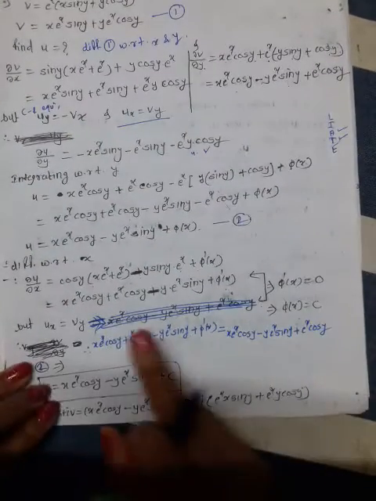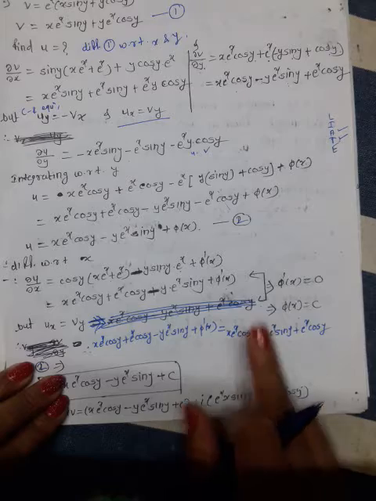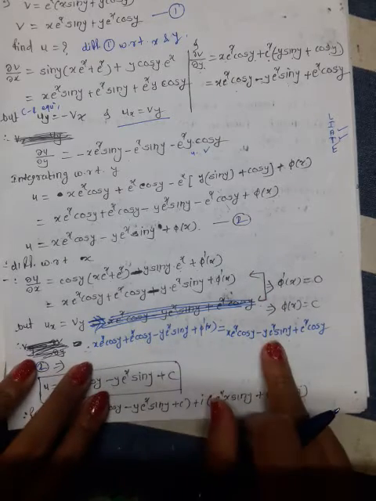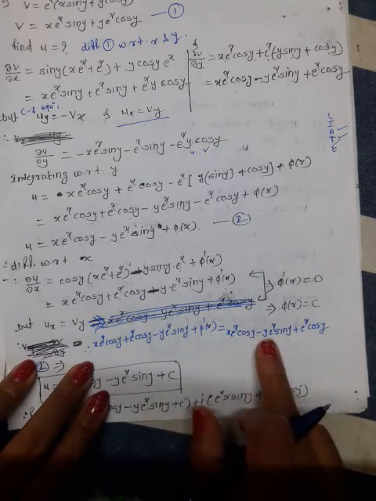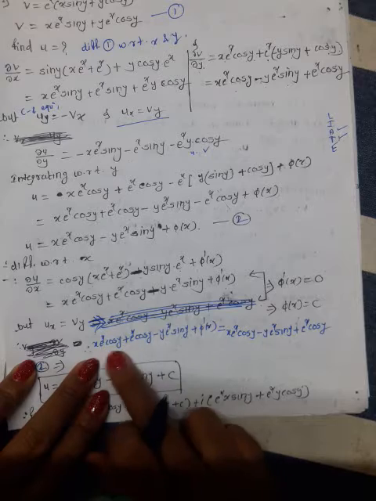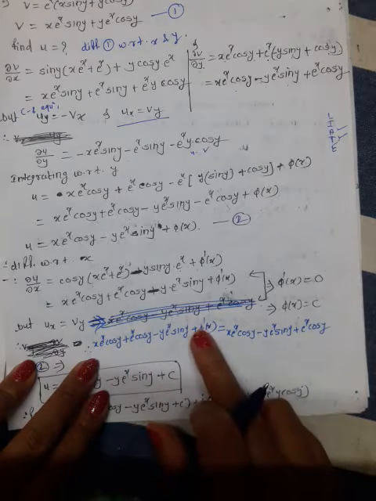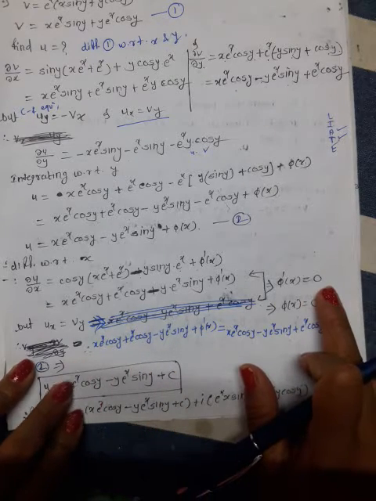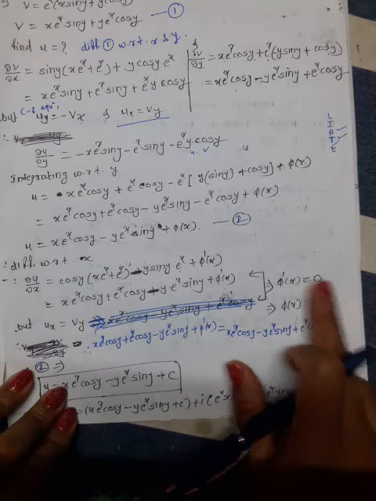Okay, now comparing these two equations, what we get? Both the terms are same here. Okay, three terms are same here, that's why phi dash of x is equal to 0. Okay, you can write this step here.